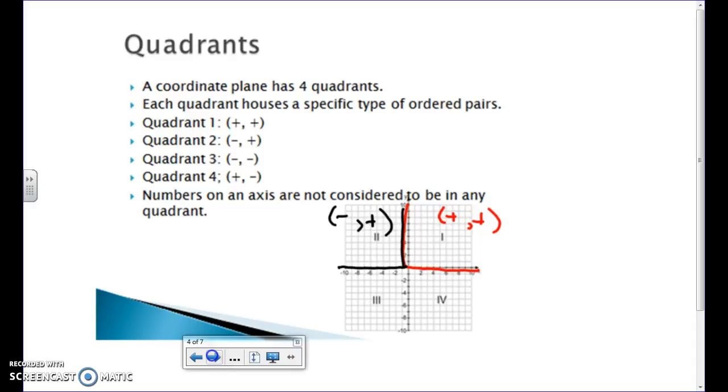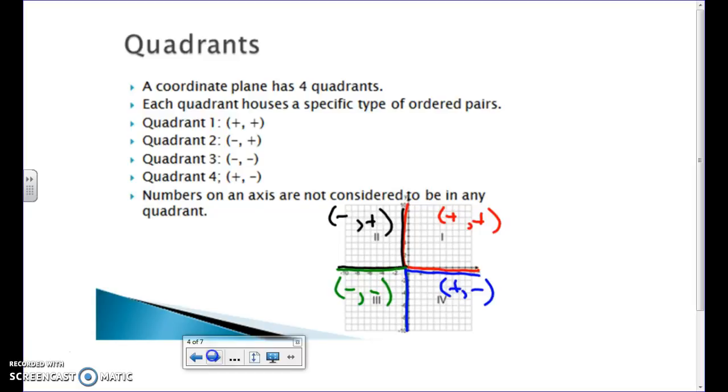In the third quadrant, left negative and down negative. So anything in the third quadrant will have 2 negative coordinates. And finally, anything in the fourth quadrant is positive on the x-axis, left and right, and negative on the y-axis.